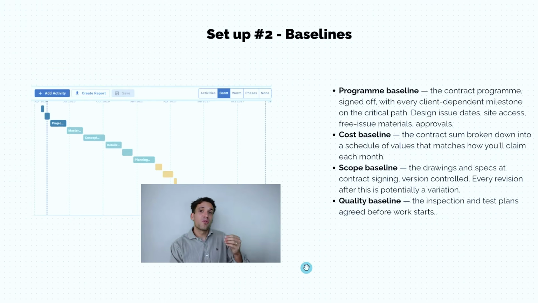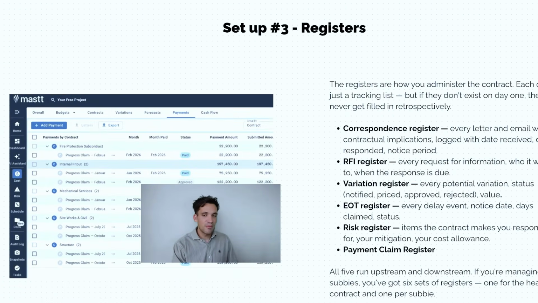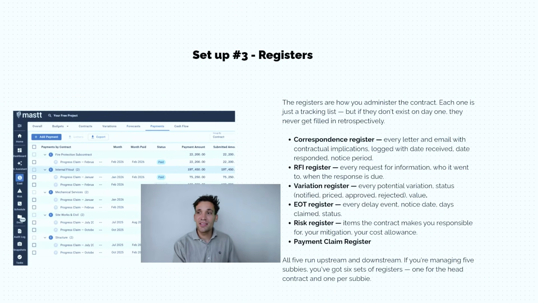The next part of our contract setup is establishing our registers. Registers are just a way of tracking different lists of items. For contract management, I think there is really 5 key registers you need. You need a correspondence register. So this is where you track every single bit of correspondence with your clients. That means emails, formal written instructions, meeting minutes, conversations where they've told you to do something and it's been verbal. You can follow up with an email. But basically, every single bit of correspondence with your client and your subcontractors you want in a register somewhere.